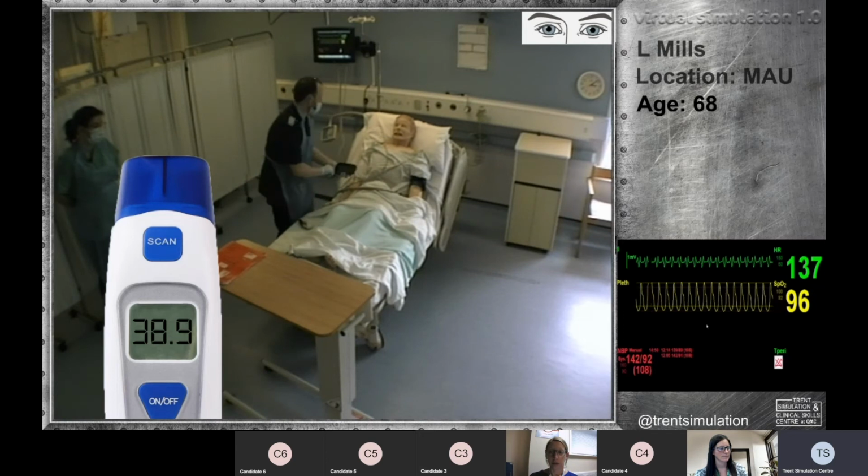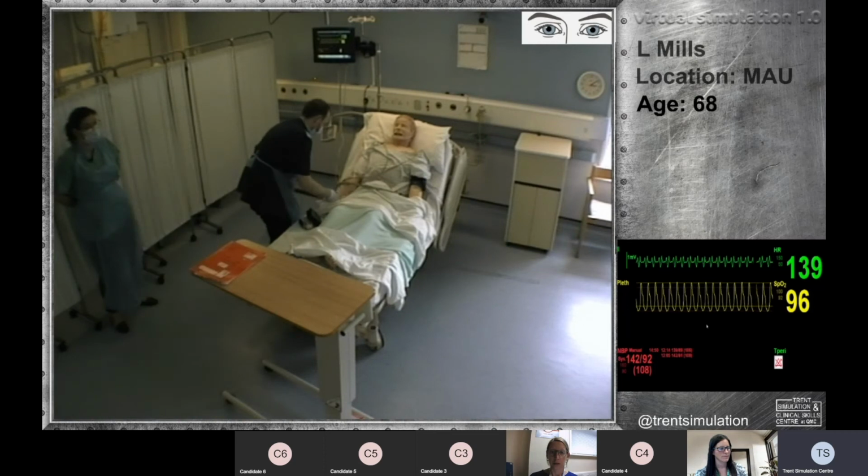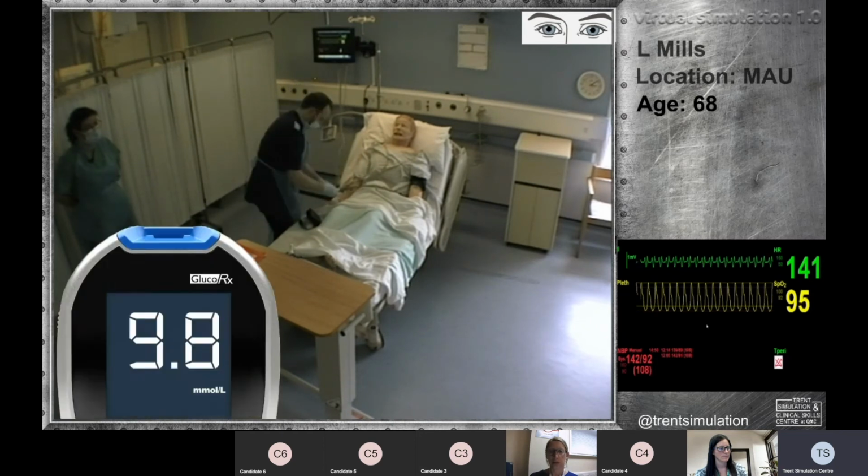It's a little sharp scratch on your finger. Check the sugars in your blood if that's okay. That's fine. We encourage you to discuss your clinical reasoning with other participants within the simulation.